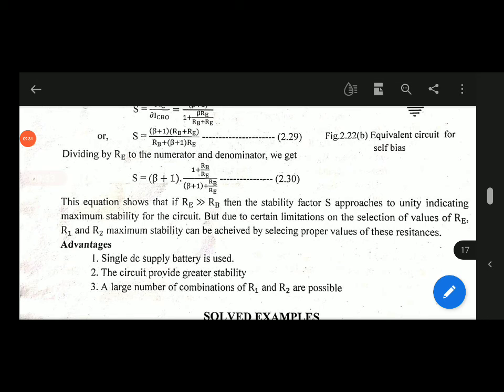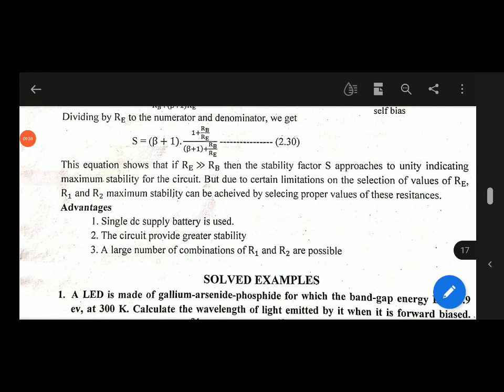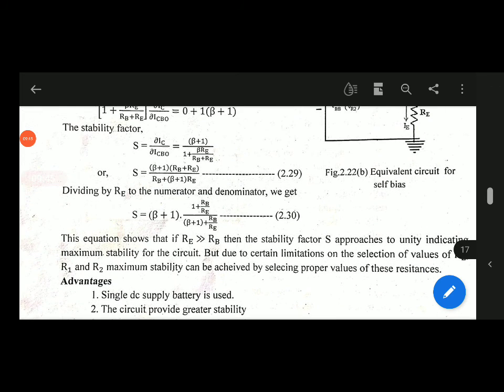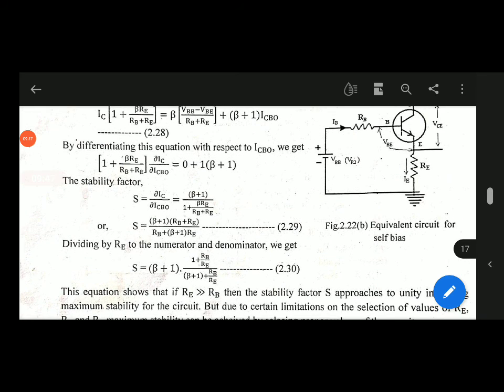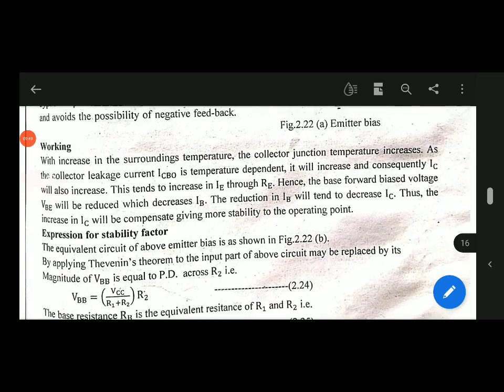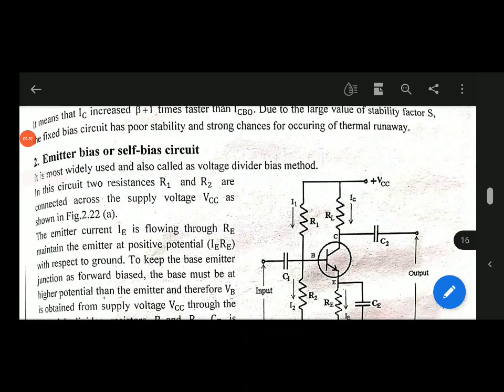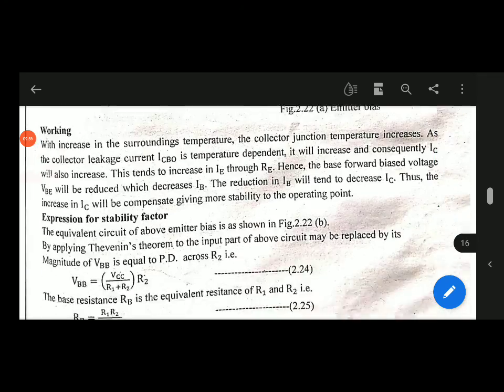The advantages of this method are that a single DC supply battery is used, the circuit provides greater stability, and a large number of combinations of R1 and R2 are possible. So this is the emitter bias or self bias circuit.